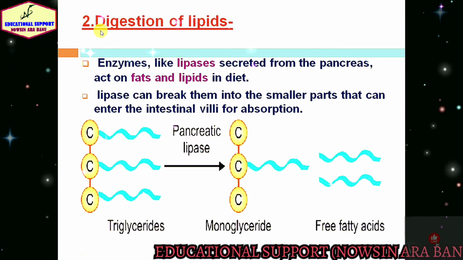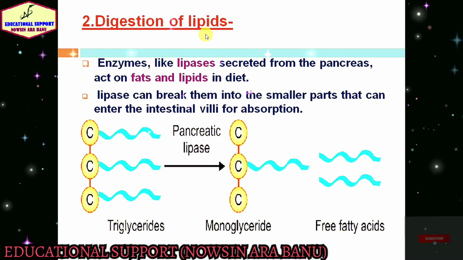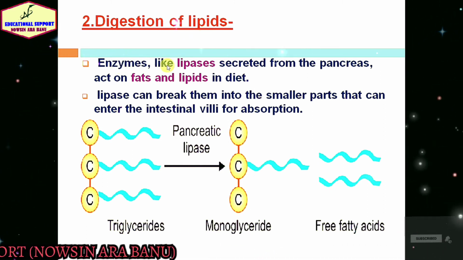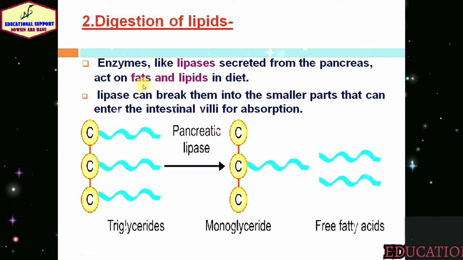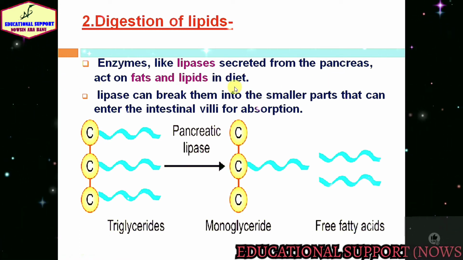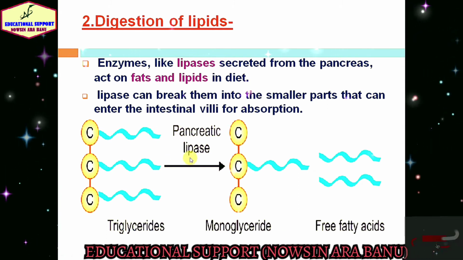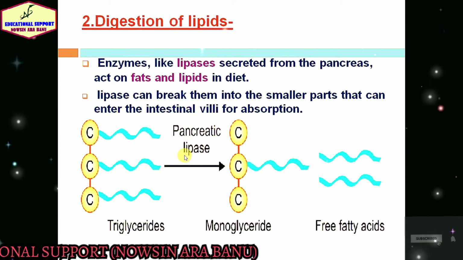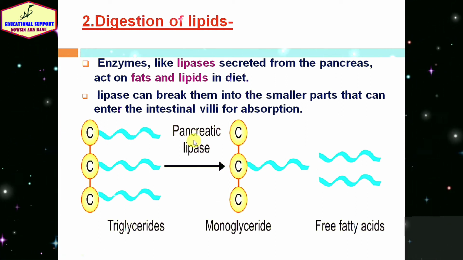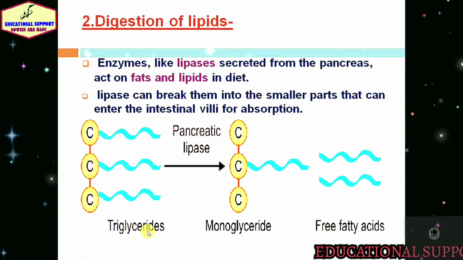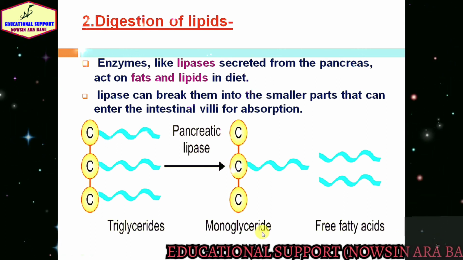Number 2 is digestion of lipids. Enzymes like lipase secreted from the pancreas act on fats and lipids in the diet. So what is pancreatic lipase? Pancreatic lipase is a powerful lipolytic enzyme. It digests triglycerides into monoglycerides and fatty acids.